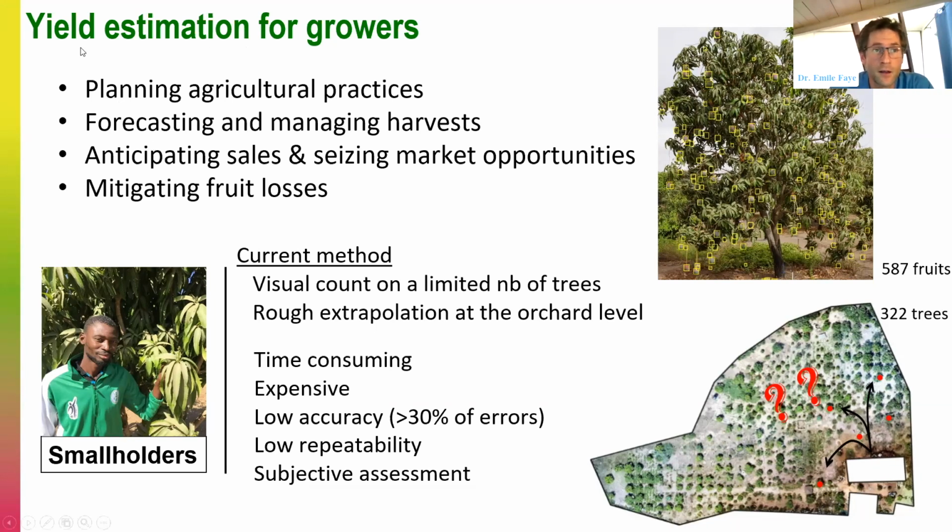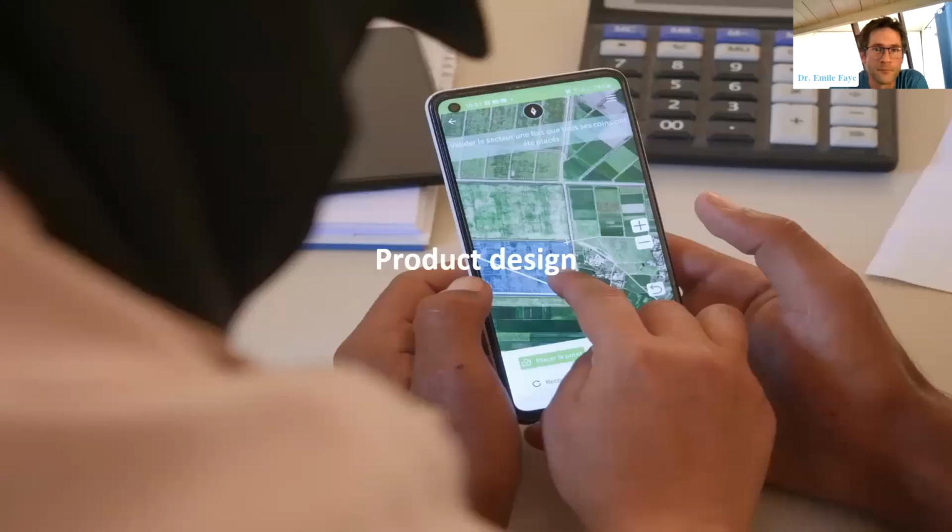So they need accurate yield estimation for planning agricultural practices such as harvesting, watering, or others such as pruning, but also to anticipate sales and size market opportunities. That is to say, they need to know how much fruit they have, or they're going to be able to sell within the next few months. And this data is not available for them yet.